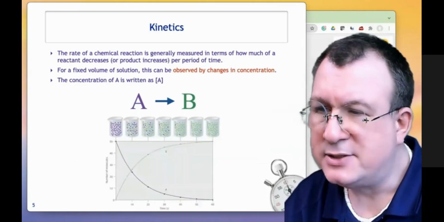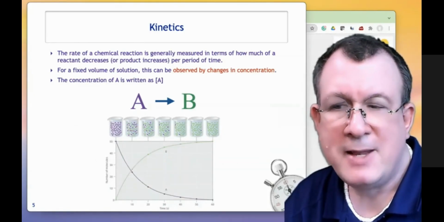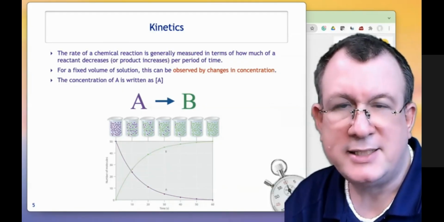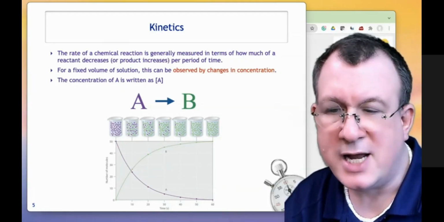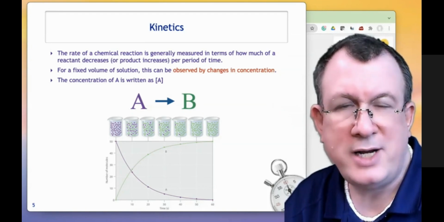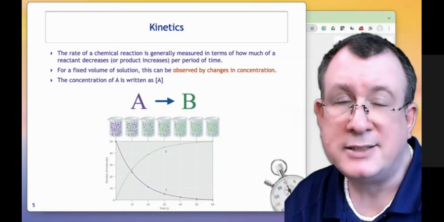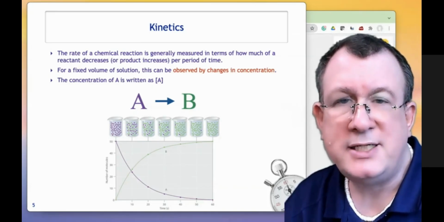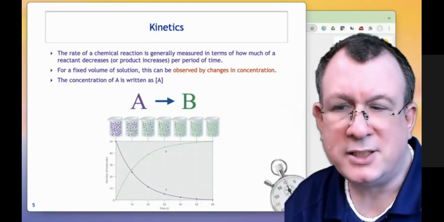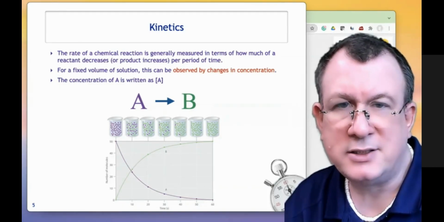Now, here's the interesting thing: as you're watching this reaction go forward, as you're watching A go forward, you're going to see this concentration change over time. And we can describe the rate of reaction, or how fast this reaction is going. Actually, let me rephrase that. We can see the rate of change of A, how fast A is changing, by looking at that change in concentration, that delta of concentration.